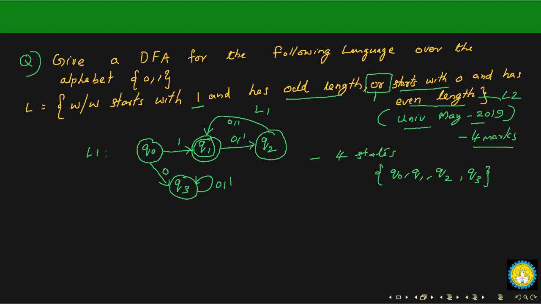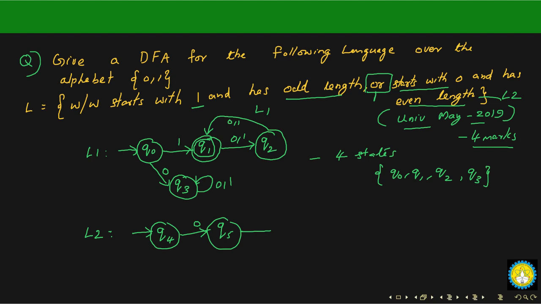So let's check for L2. For L2, it is given that it should start with a 0. Let's start numbering from Q4 onwards, with the starting state. It should start with 0, and then it should have even length. So it should not accept lengths like 1, 3, or 5. It should always accept only even combinations.